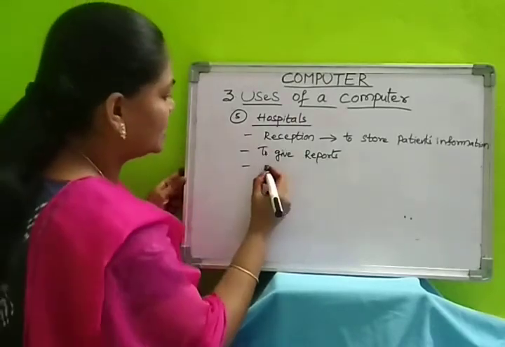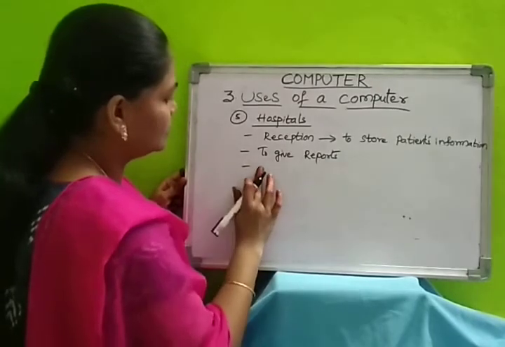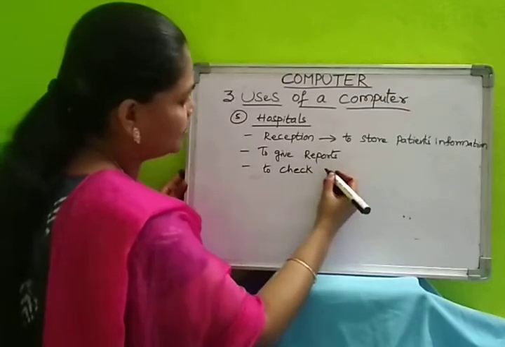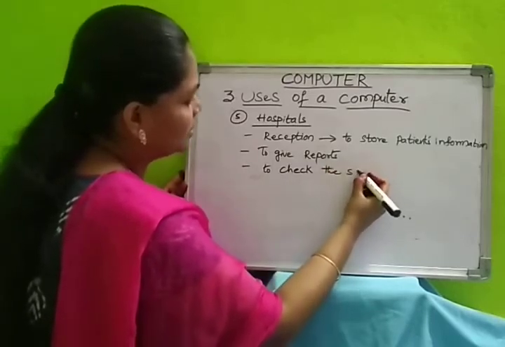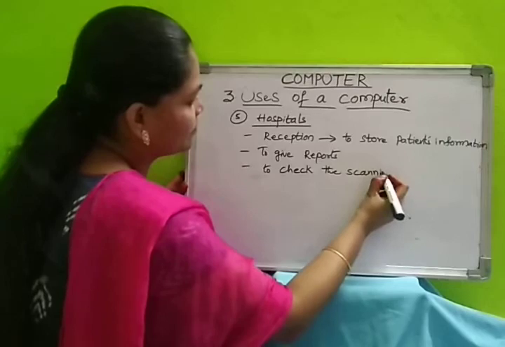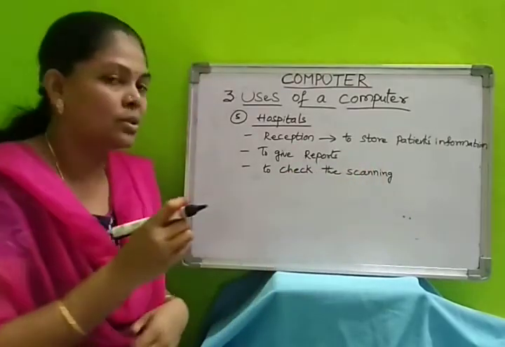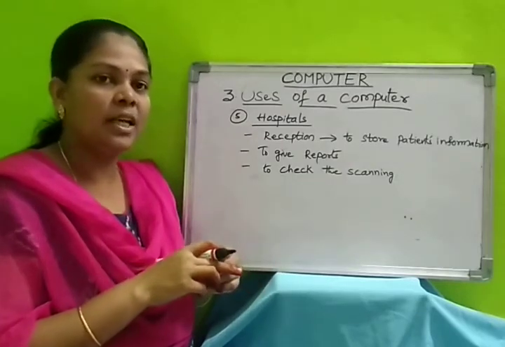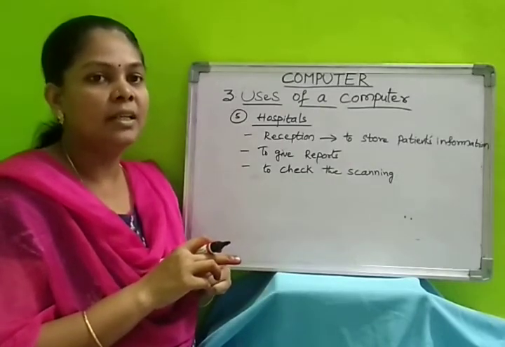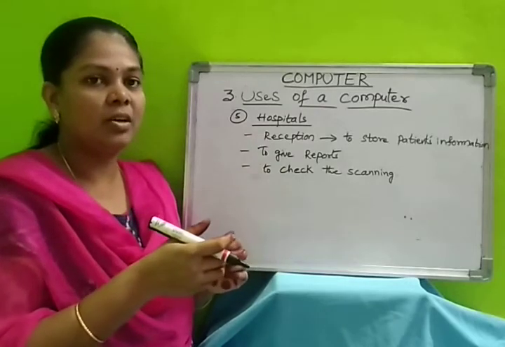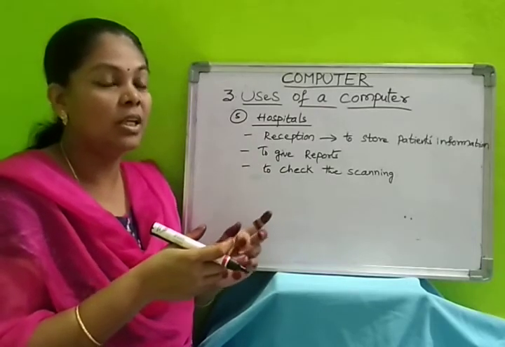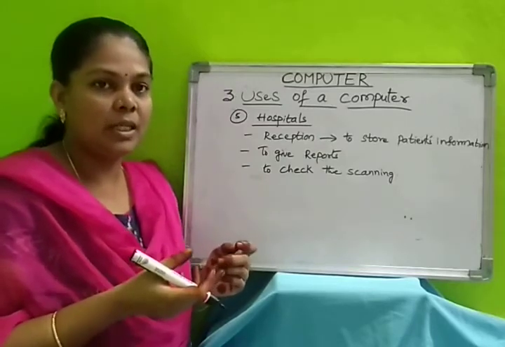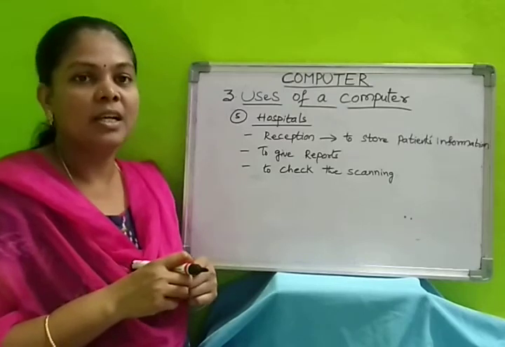Okay, to check the scanning also they will use that computer. What they do with the scanning machine is scan, and in front they have one screen. On that screen they will see the inside organs, how they are working, whether there is any difficulty or anything wrong with them. So they will check and decide the disease.